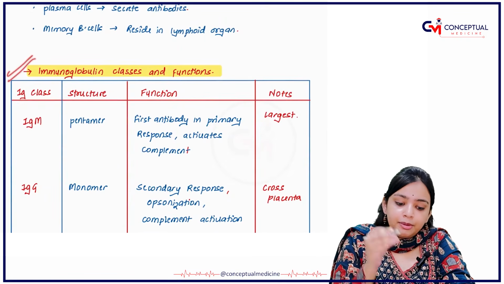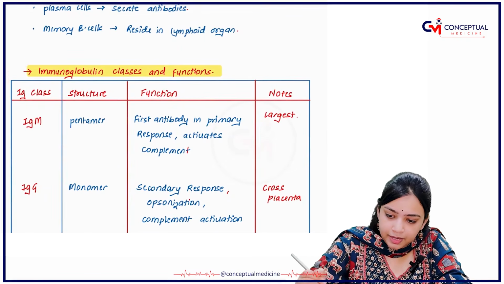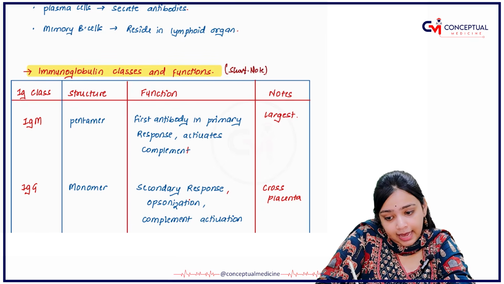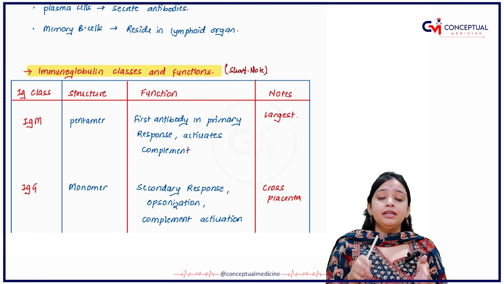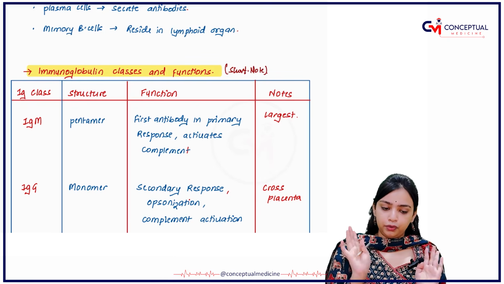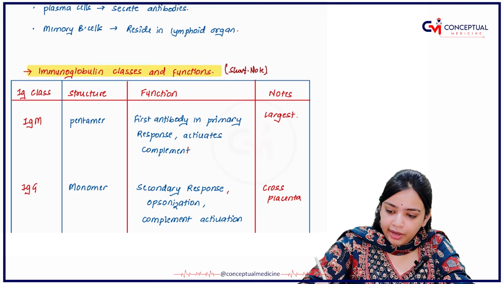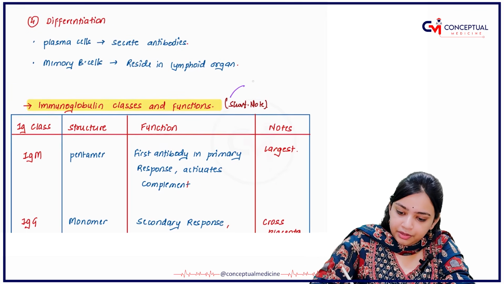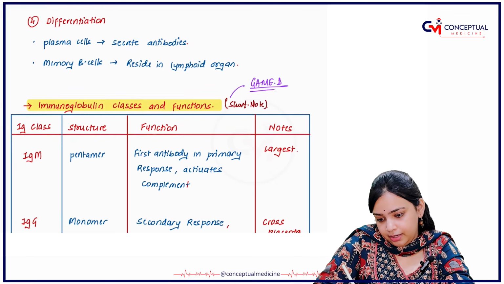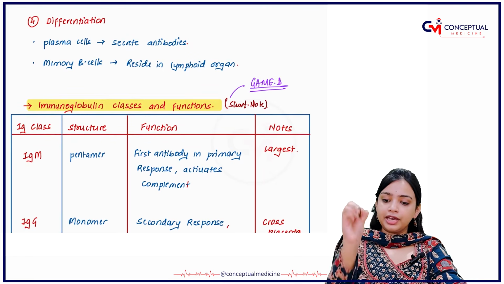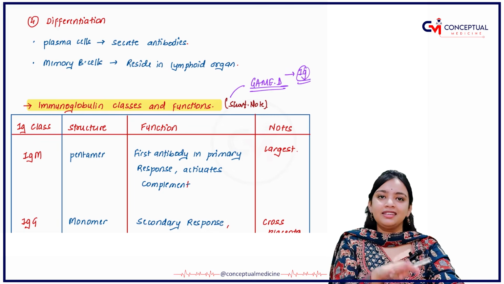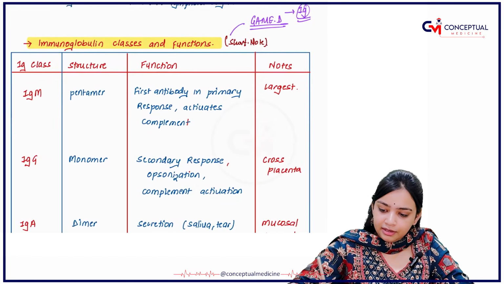Next that you need to understand is about the immunoglobulins and their functions. It can be asked as a short note, and if it is asked as a short note, then this table is very, very important for you. Just write this table. I have told you, you have 5 classes. What are the 5 classes? You have G, A, M, E and D, so GAMED. The first one is the IgM.